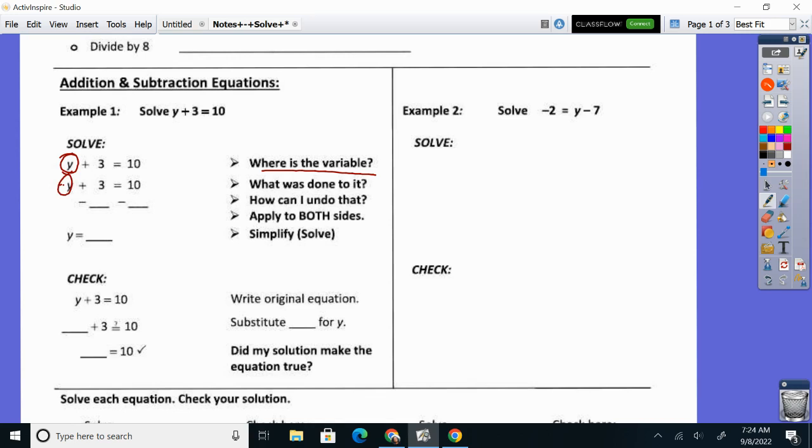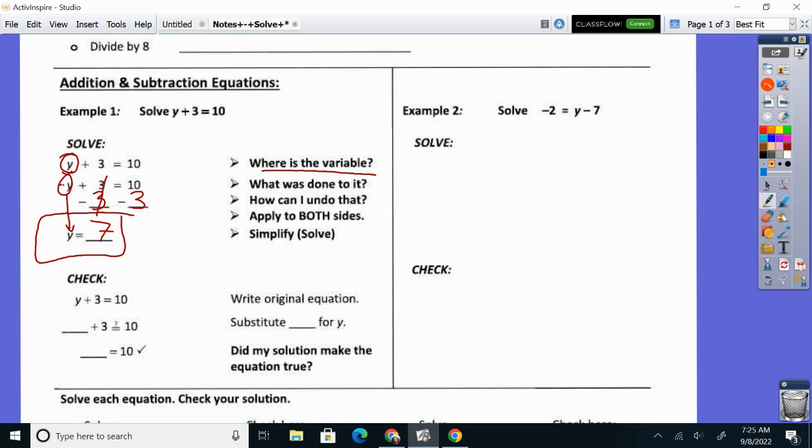So I'm going to do the inverse of plus 3. The inverse of plus 3 would be minus 3. If I do something on one side, I have to do it on the other. So 3 minus 3 cancels. So now I'm left with y equals 10 minus 3, which is 7. So that's my answer.